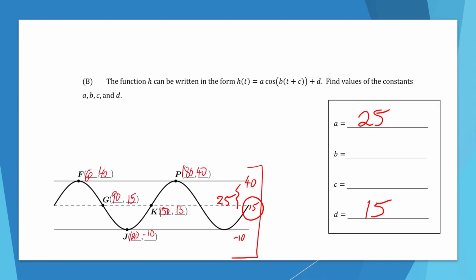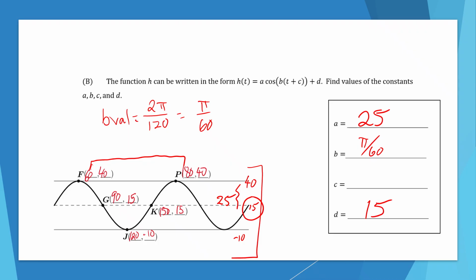Our B value is going to be our period. And so we identified earlier our period was 120. And we see because we go from 60 all the way to 180, and that's one full cycle. So then our B value should be 2 pi over your period, which is 120 seconds. This will simplify down to pi over 60. So that's going to be our B value there.